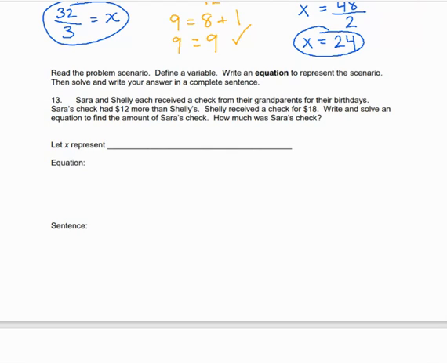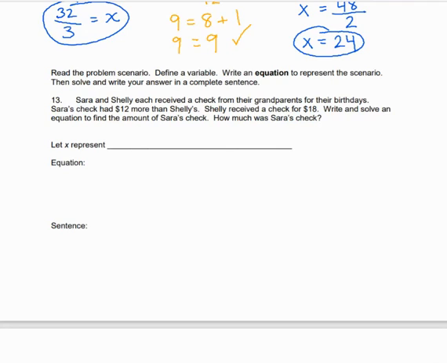So 13 says Sarah and Shelly each received a check from their grandparents for their birthdays. Sarah's check has $12 more than Shelly's. Shelly received a check for $18. Write and solve an equation for the amount of Sarah's check. How much was Sarah's check?